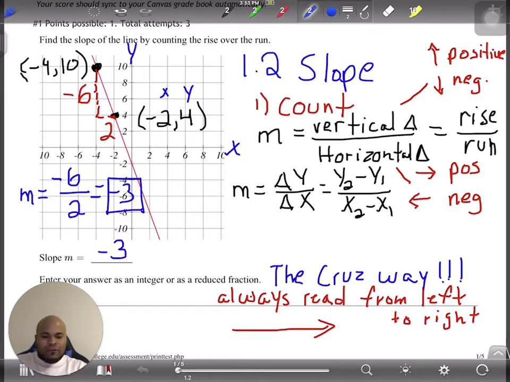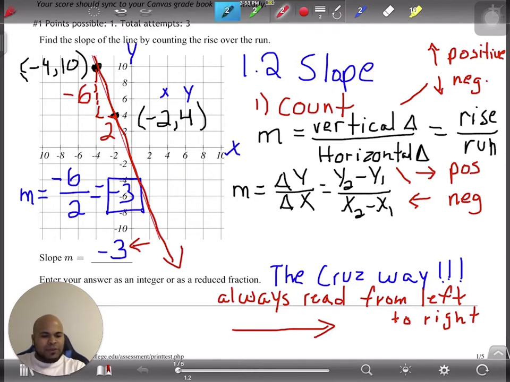So when I look from left to right, is my line going up or going down? If I start from left to right and I start going over my line, it looks like I'm going down, right? I'm moving down. So this is a negative slope. Okay, so I could double check with my answer and it looks like, yep, it is negative.